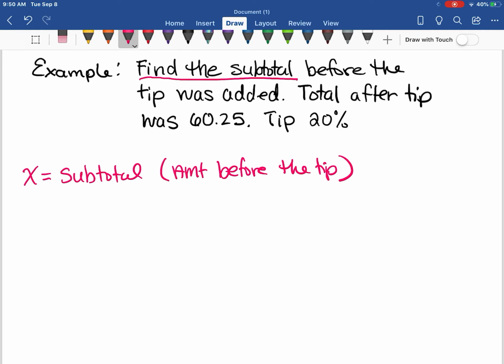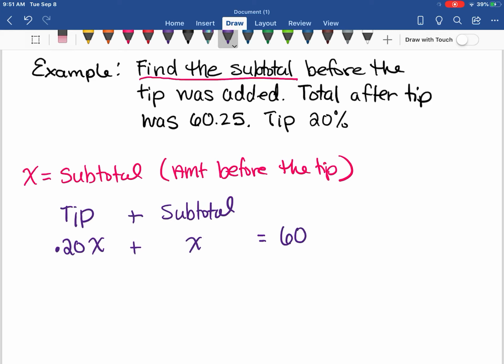So, since this is a 20% tip and I know the total is $60.25, I want to take 20% of my subtotal, and that will be the amount of my tip. So to find the amount of my tip, that's going to be 20% of my subtotal, which we called x. Then I want to add it back to the subtotal, which is x, and I want to get the total that we're going to pay, the final total, which is $60.25.